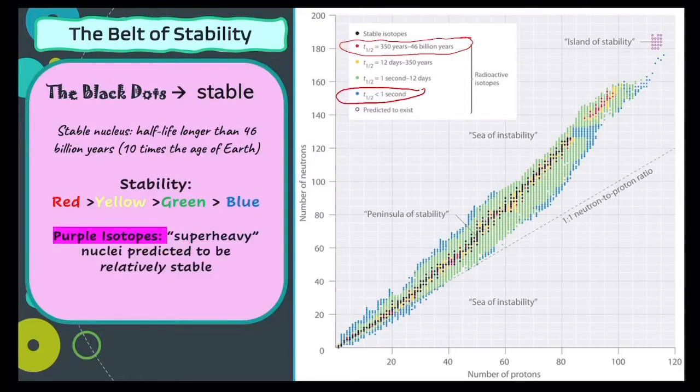The purple dots represent isotopes that are super heavy nuclei. They are predicted to be relatively stable. Notice the location of the purple dots. Here they're called the island of stability. So these purple dots show nuclides that have a high number of protons and a high number of neutrons. These are very heavy nuclei. In many cases, these elements have not been observed or synthesized, so they are predicted to be relatively stable.